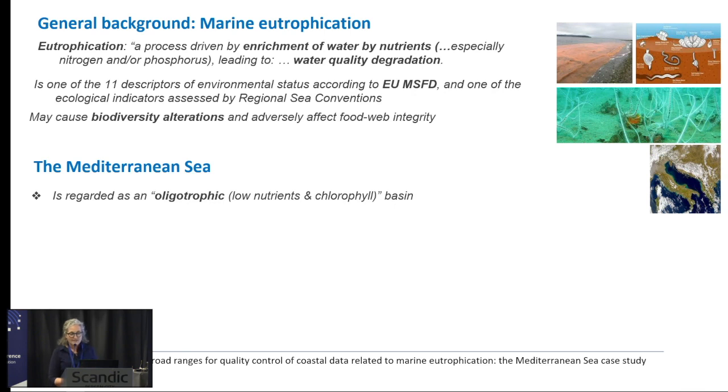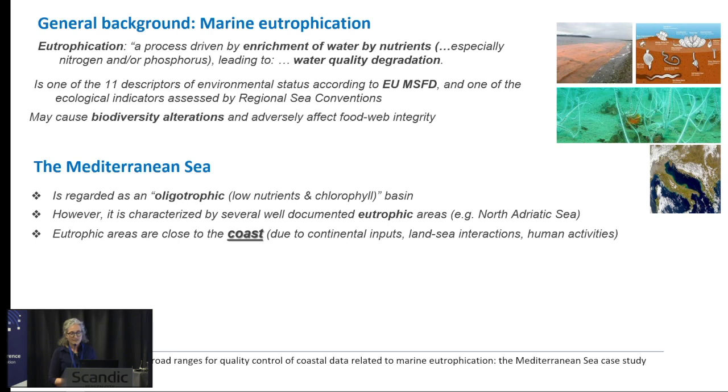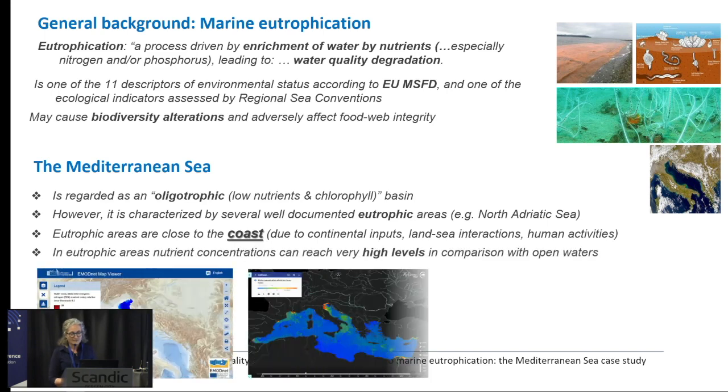The Mediterranean Sea is usually regarded as an oligotrophic basin, so low nutrients and chlorophyll. However, it is characterized by several well-documented eutrophic areas, such as in the northern parts, which are especially related to coastal areas, close to continental inputs, land-sea interactions and human activities, and so on. And in eutrophic areas, nutrient concentrations can reach very high levels in comparison with open waters.